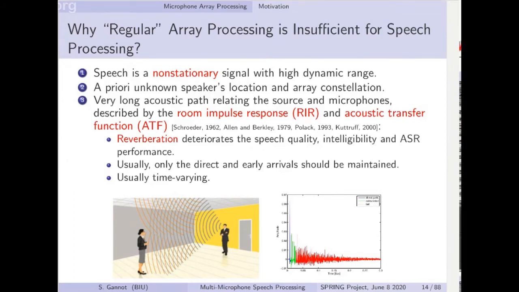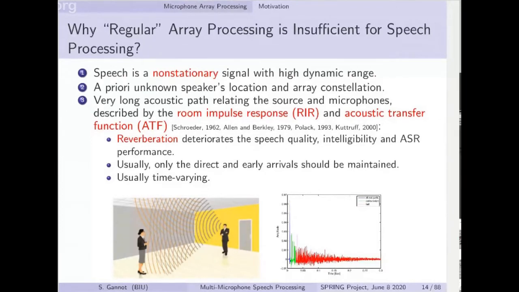You can see on the left-hand side a picture of the propagation. So when someone speaks in an environment, there is a direct path from the mouth to the ears of the listener, but also a lot of other paths and sub-paths that come from all facets of the room and also from all the objects of the room. This is a phenomenon that we usually refer to as reverberation. And on the right-hand side, you can see a typical impulse response.